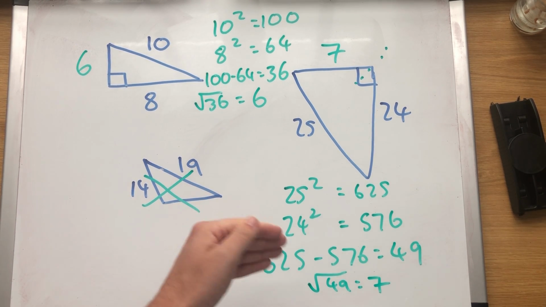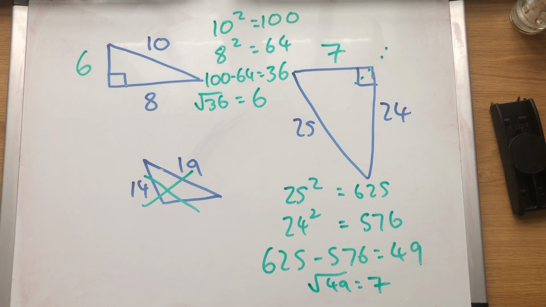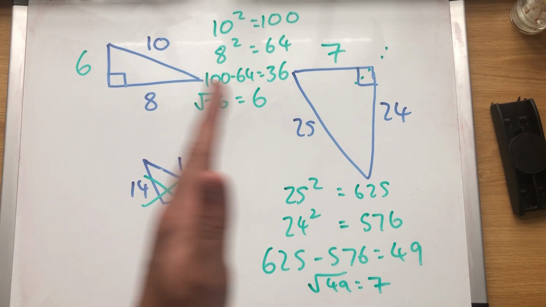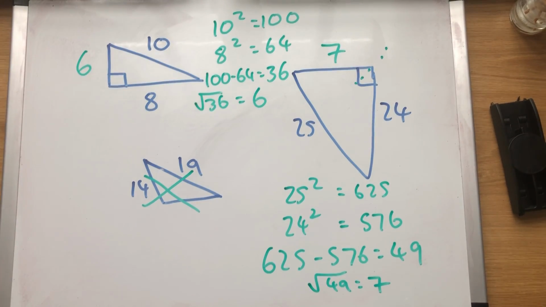That's how we do it when we are looking for the shorter side. When you're given a hypotenuse, how do we find the missing side? It's square everything, subtract, root. When you're looking for the hypotenuse, it's square everything, add, root.